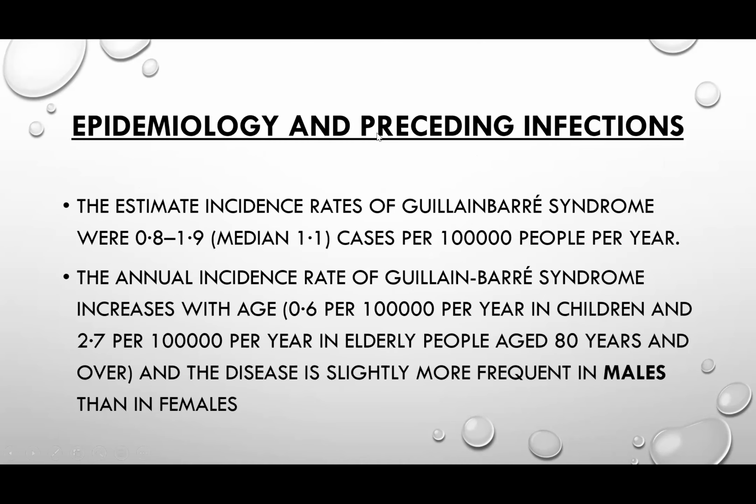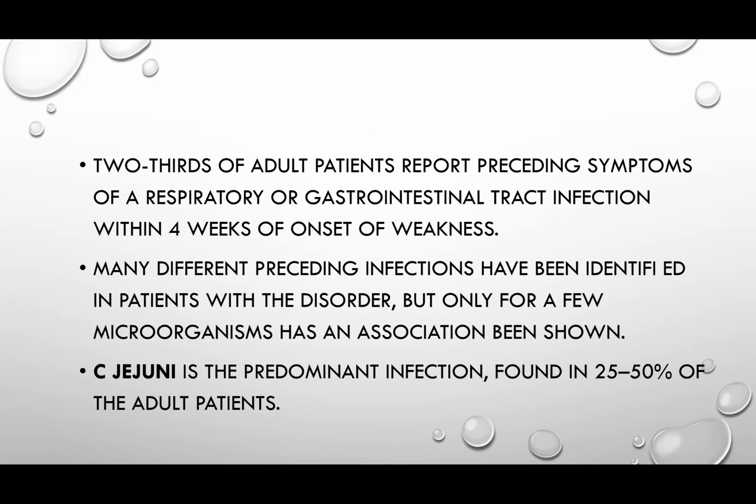Epidemiology and preceding infections. The estimated incidence rates of GBS were 0.8 to 1.9 cases per 1 lakh people per year. The annual incidence rate of GBS increases with age, and the disease is slightly more frequent in males than in females. Two-thirds of the adult patients report preceding symptoms of either respiratory or gastrointestinal tract infection within 4 weeks of onset of weakness.